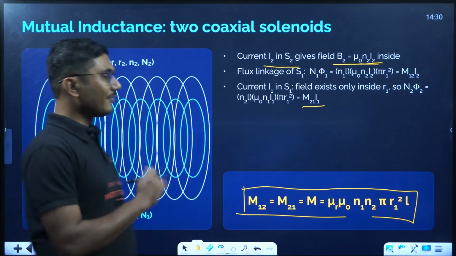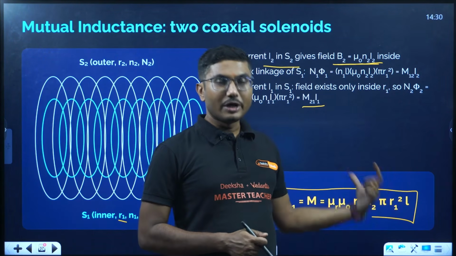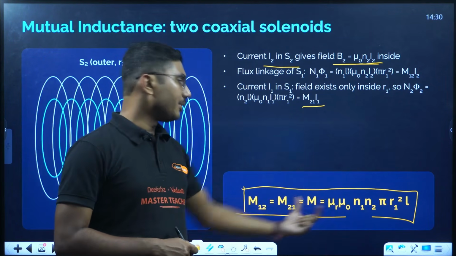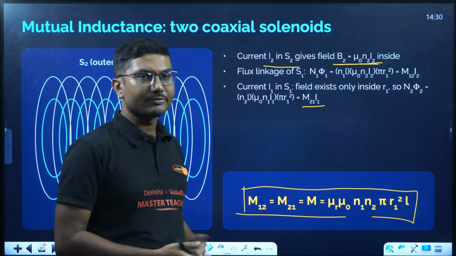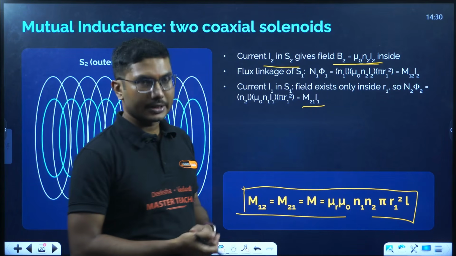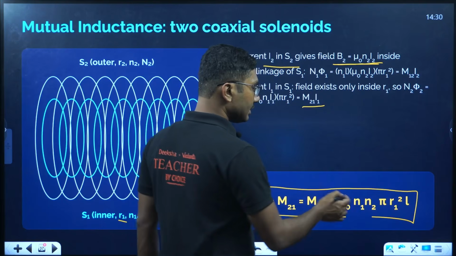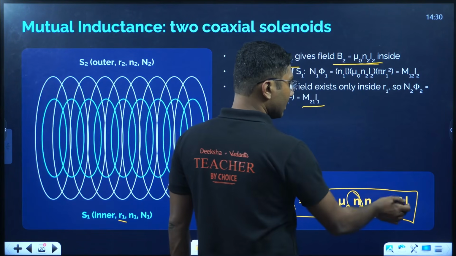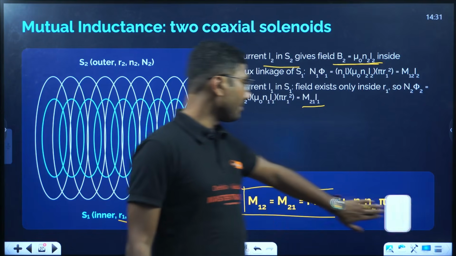Now one very important point: it does not have anything else. That means it is only dependent on the geometry of the shape. It is independent of I1 and I2. How much current is flowing, how much the rate of change of current is, that is not a factor in mutual inductance. Mutual inductance only depends on geometry. Geometry means number of turns per unit length and the length of the coil. So that is the only thing these quantities depend on.